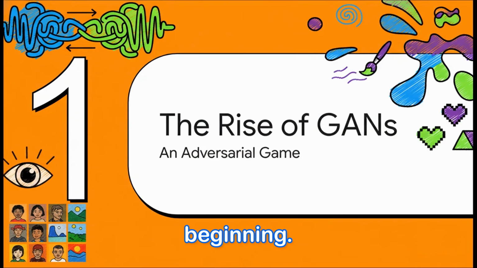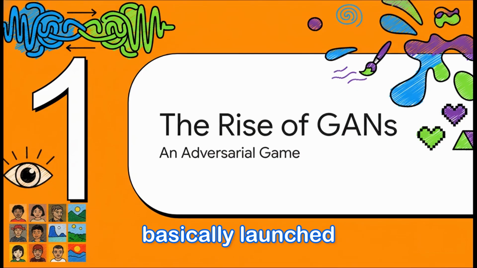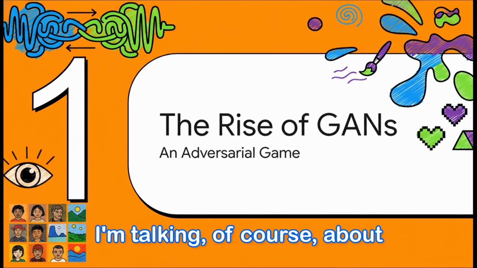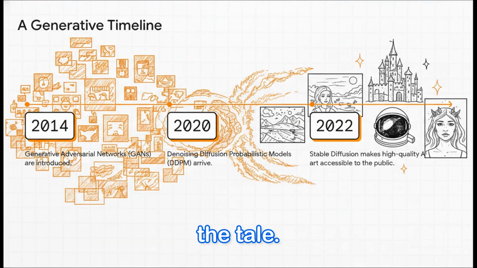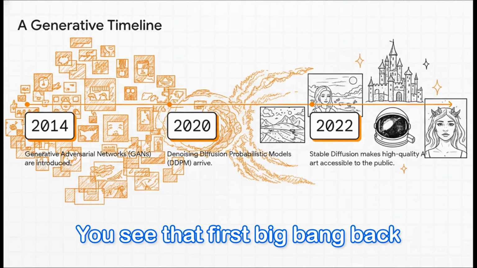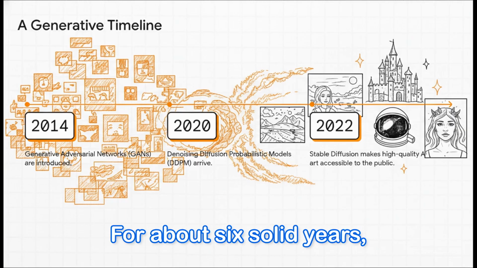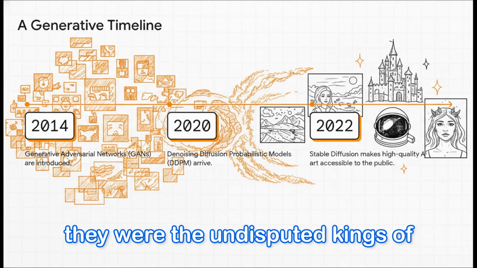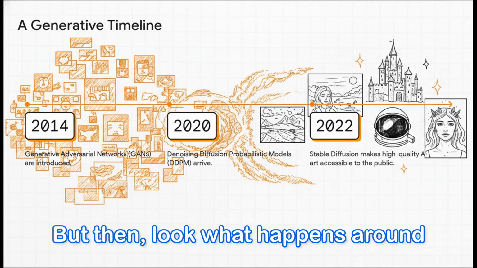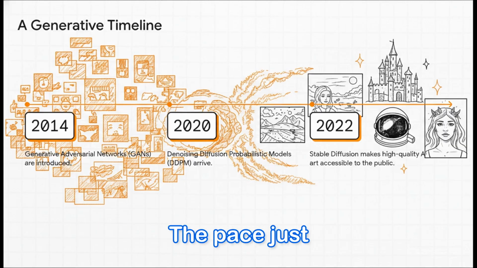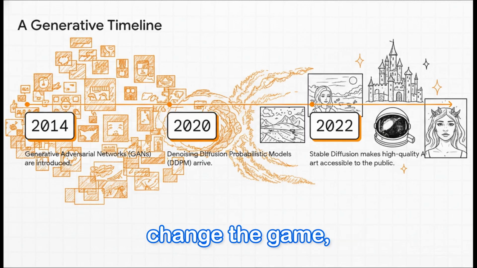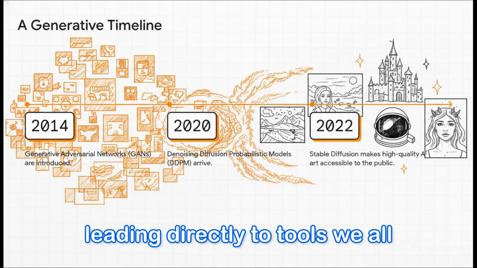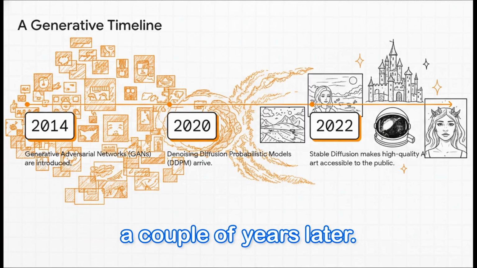Okay, so let's start at the beginning. Our story kicks off with the first major contender, an idea that was so clever it basically launched the whole modern era of AI art. I'm talking, of course, about GANs. And this timeline really tells the tale. You see that first big bang back in 2014? That's GANs. For about 6 solid years, they were the undisputed kings of the hill. But then, look what happens around 2020. The pace just goes vertical. This is when diffusion models crash the party and completely change the game, leading directly to tools we all know, like Stable Diffusion, just a couple of years later.